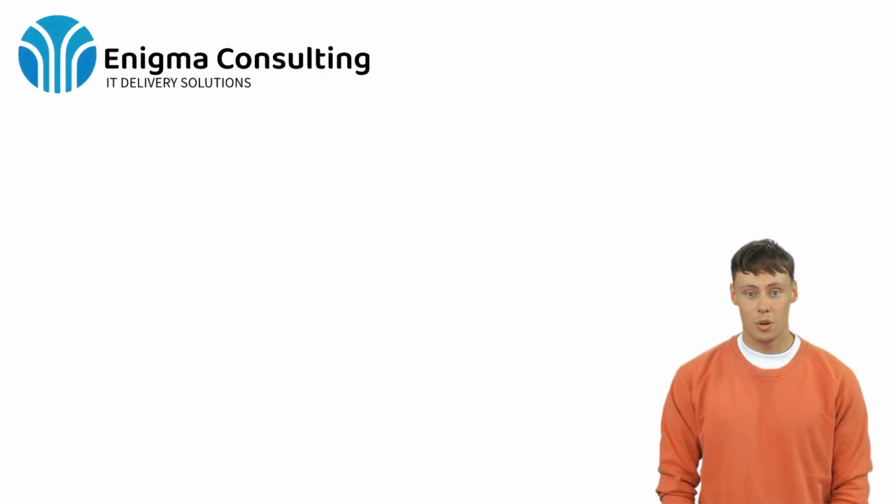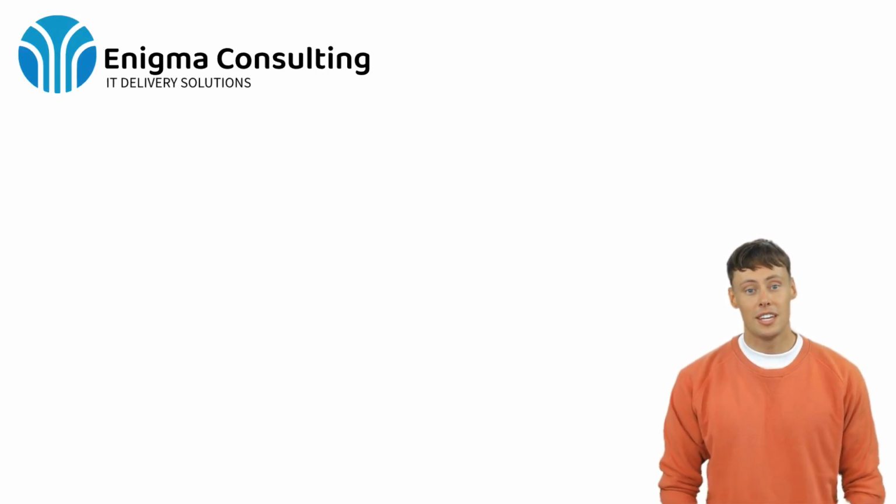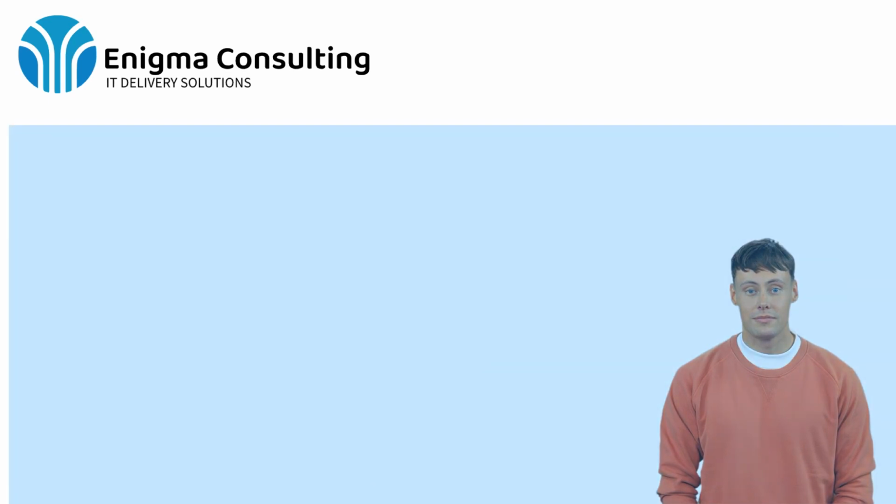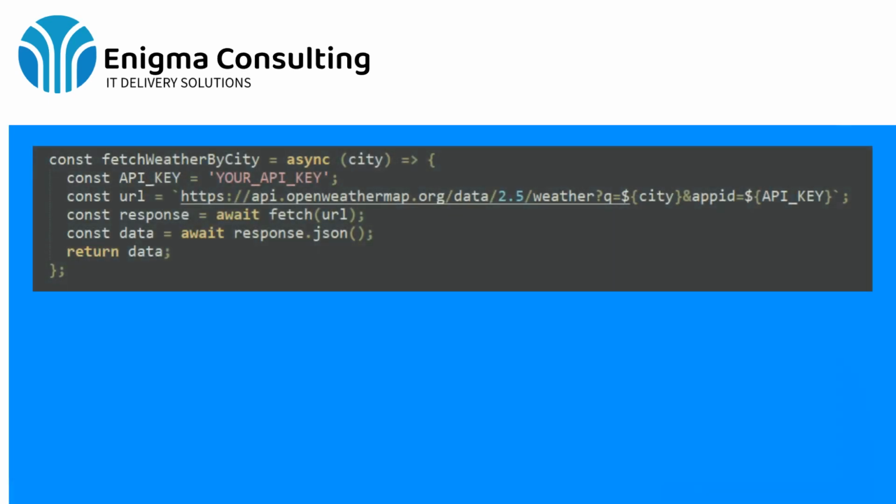Searching for city or coordinates. Choosing a weather API. To fetch weather data, you'll need to use a weather API. Open Weather Map is a popular choice, and you can sign up for a free API key on their website. Here's a function to fetch weather data by city name.